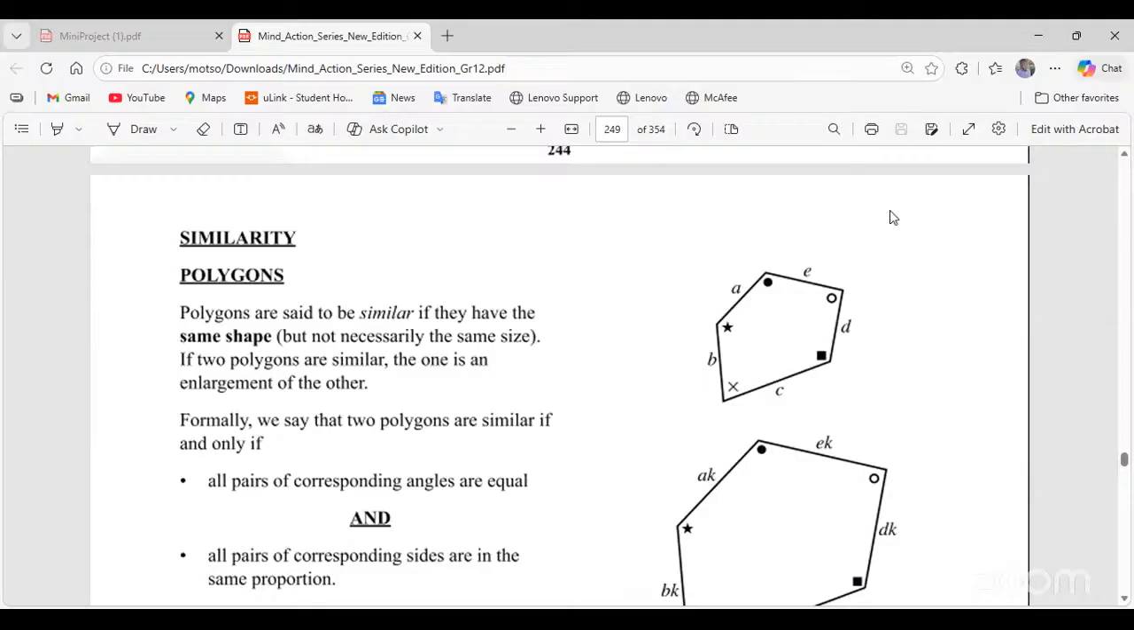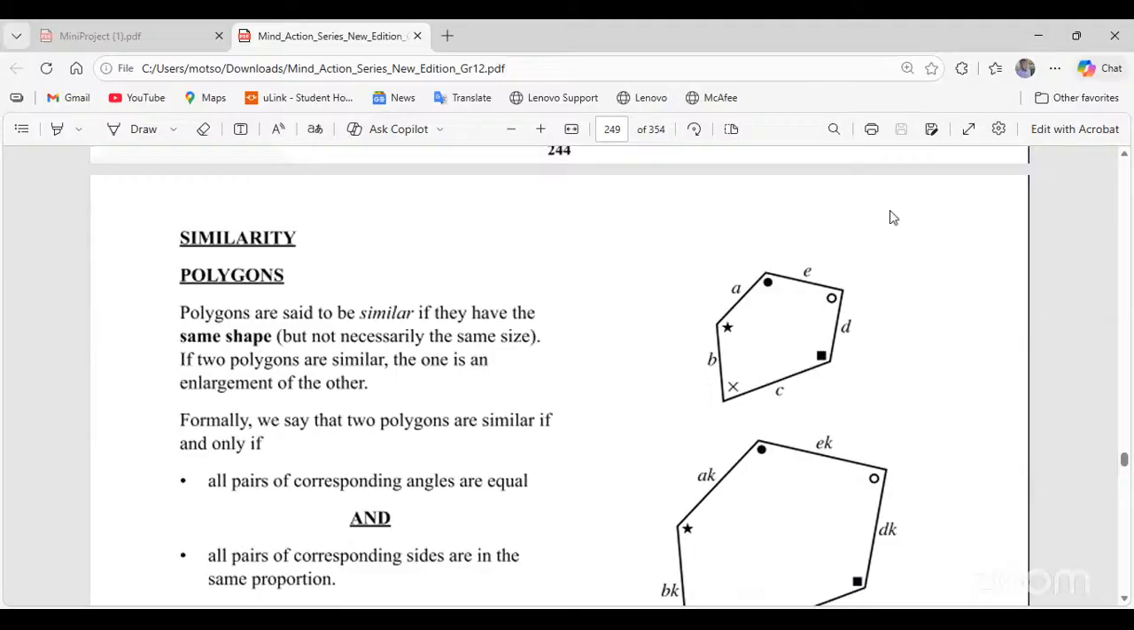So, what do you guys know about similarity? I assume you guys learned about similarity somewhere in grade 8 and grade 9, right? So, polygons are said to be similar if they have the same shape, but not necessarily the same size. So, as long as those shapes have the same form, and the sides are proportional, then those shapes are similar. So one shape can be 2 times the other, or one shape can be half the other. You guys get that?